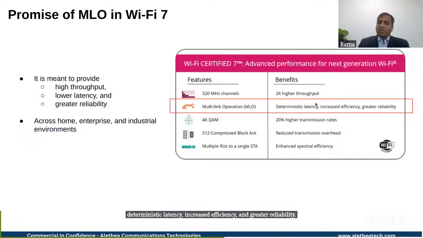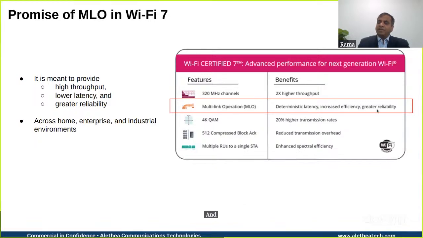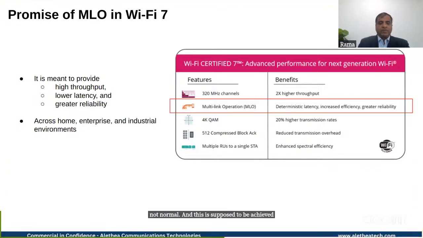So this is talking about latency. It means the latency has to be very low. Increased efficiency refers to the throughput. I mean, you should be getting more from less. And greater reliability refers to the fact that it should work for a large number of devices and probably in conditions which are, I mean, stressed out, or things that are not normal. And this is supposed to be achieved across home, enterprise, and industrial environments. So this is the promise of MLO.